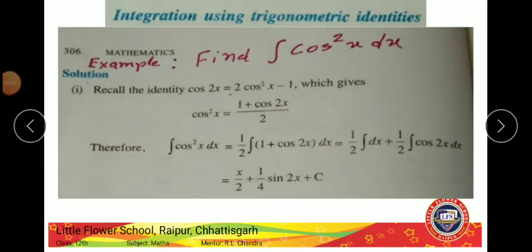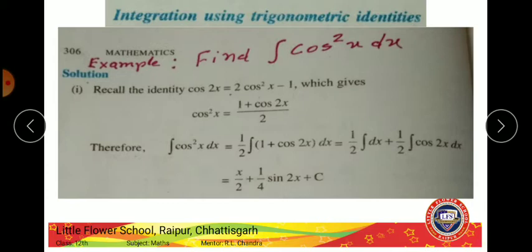Integration using trigonometric identities. I have cleared earlier how to integrate any function. First of all, we have to change it into integrable format. Refer to this example. Find the integration of cos square x with respect to x. Here, when we start the solution, recall the identity cos 2x is equal to 2 cos square x minus 1.